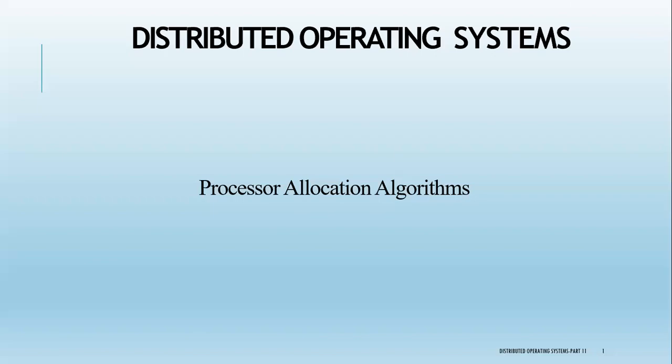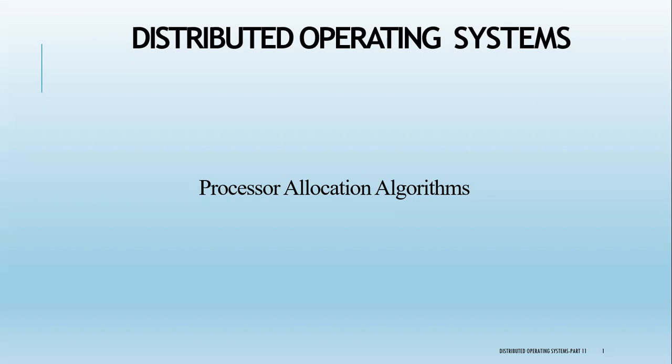In this video, I am going to talk about processor allocation algorithms. A distributed system consists of multiple processes. These may be organized as a collection of personal workstations, a public processor pool, or some hybrid form. In all cases, some algorithm is needed for deciding which process should be run on which machine.